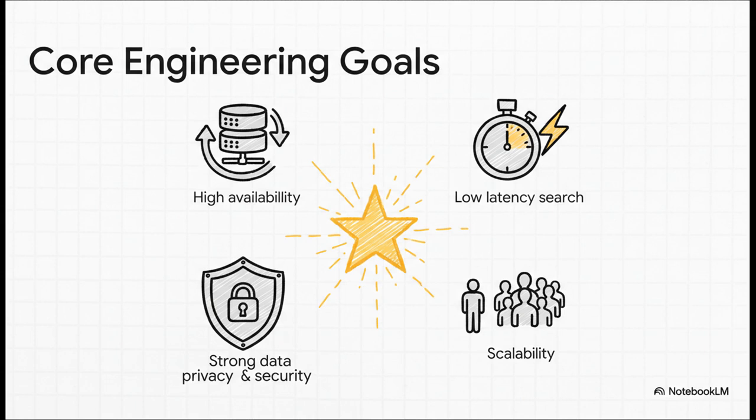Well, before anyone wrote a single line of code, the team had to establish their guiding principles, their North Star. First, the platform has to be up 24/7. High availability is a must. Second, searches need to feel instant. We're talking under 300 milliseconds. Third, with this kind of personal information, data privacy and security are completely non-negotiable. And finally, of course, it has to be built to scale for millions. Every single tech decision we're about to look at is shaped by these four goals.